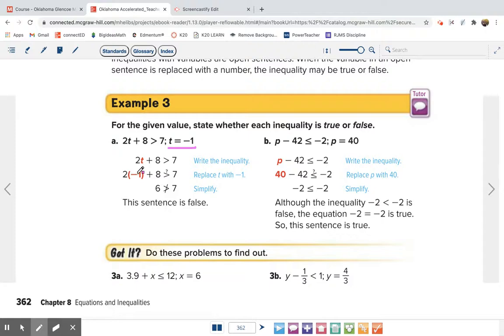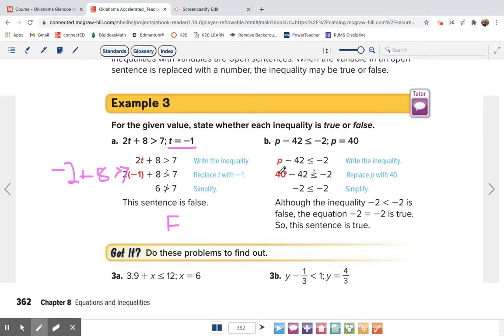2 times -1 is -2. Then plus 8. And they're saying it's greater than 7. So -2 plus 8 is 6. 6 is not greater than 7. So you would say this one is false for when t equals -1. So another example, p minus 42 is less than or equal to -2. And they said p is 40.